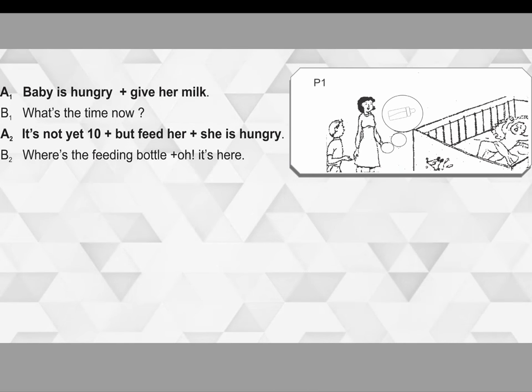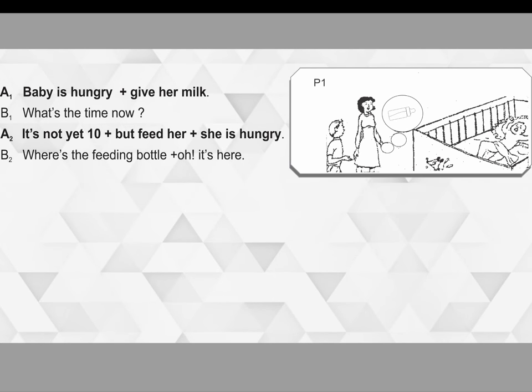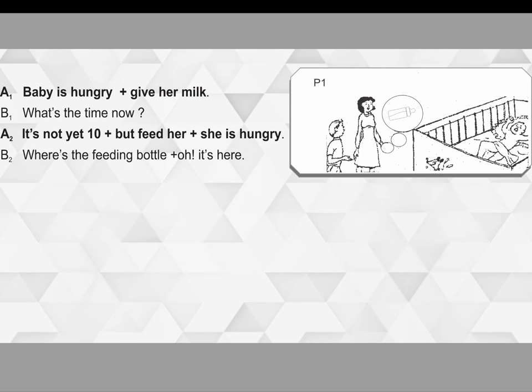Exercise 2.1. I'll say the A part. You look at the dialogue book and read the B part.